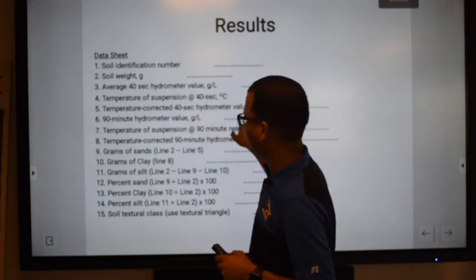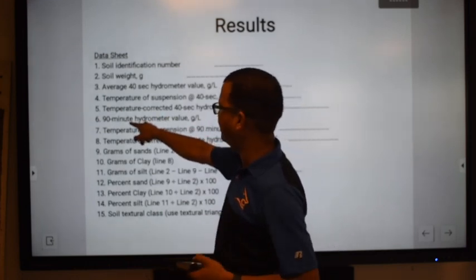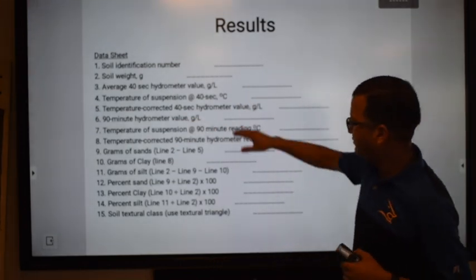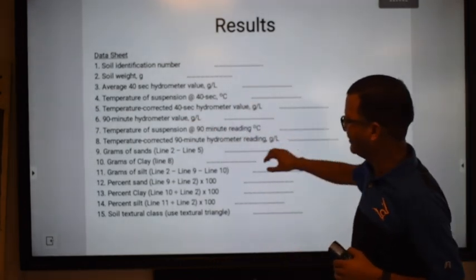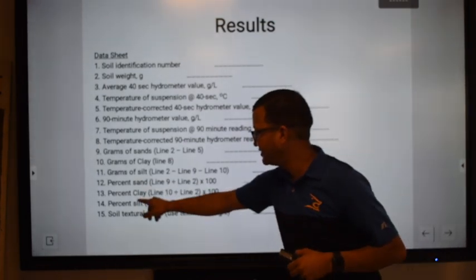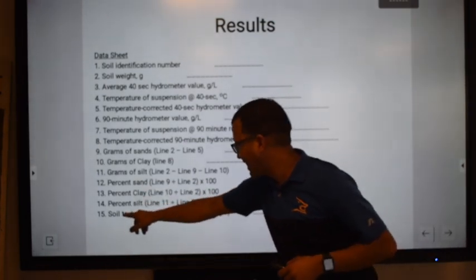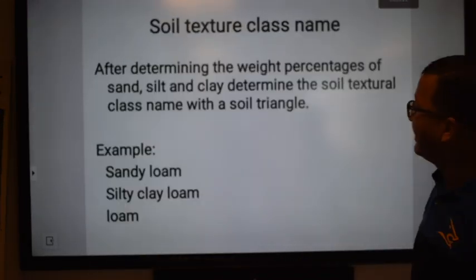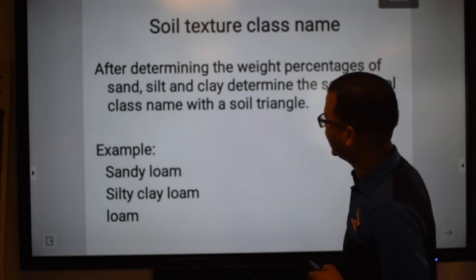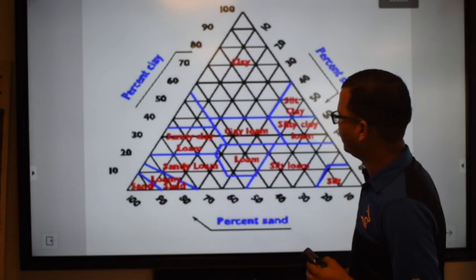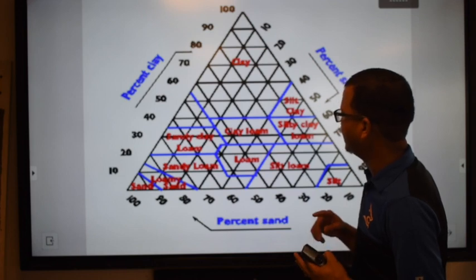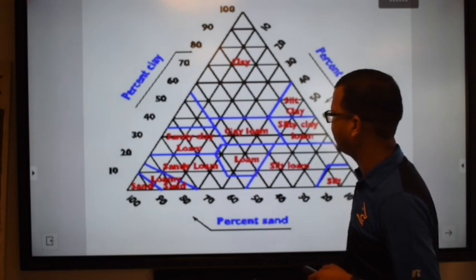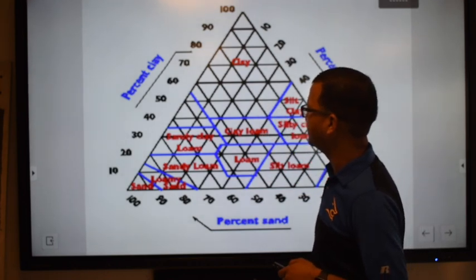And then we'll give you the value again for the second hydrometer reading after 90 minutes. And that will go over there and we'll give you the temperature. And once you have that, then you can calculate the percent of sand, percent of clay, percent of silt, and use the textural triangle, and then determine what your soil texture is. So you can use this once you have all that information. Once you know the percentage of sand, silt, and clay, then you can use the textural triangle to determine your soil texture type.